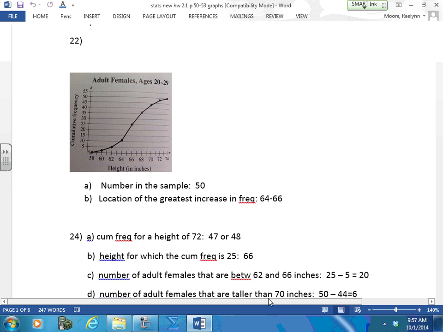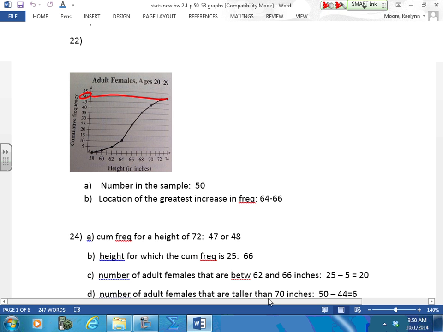So the number in the sample when you do a cumulative frequency is the number that it ends up with. That number at the top. This number here is this right here, 50. A lot of you were having trouble with that yesterday. Think of your table. When you do the cumulative frequency part, you're adding each one. It's the number of the total data that you use.